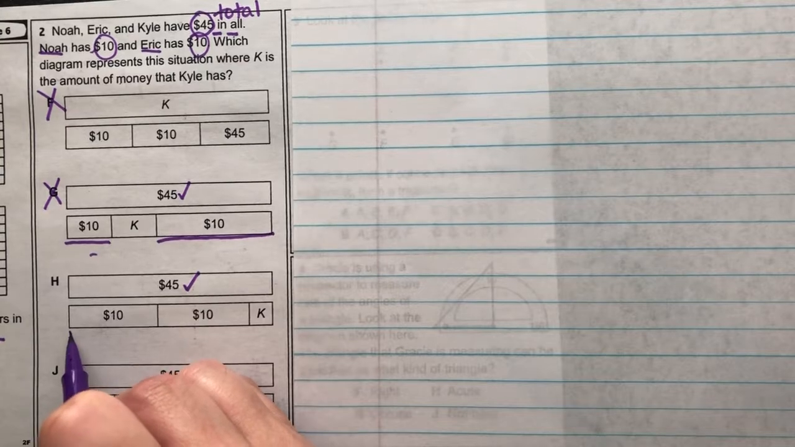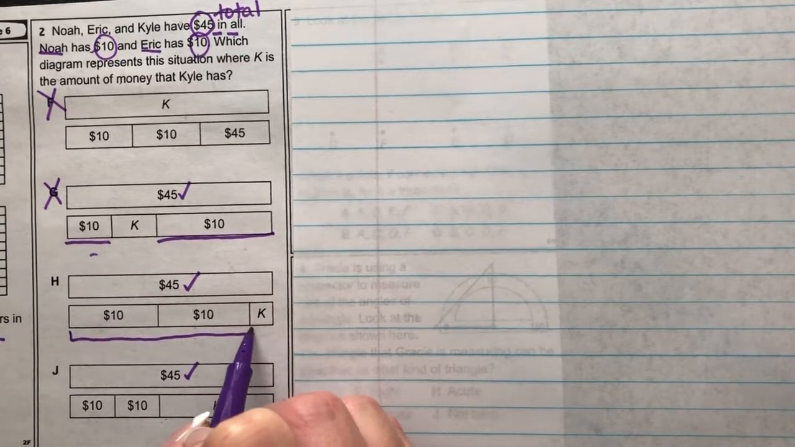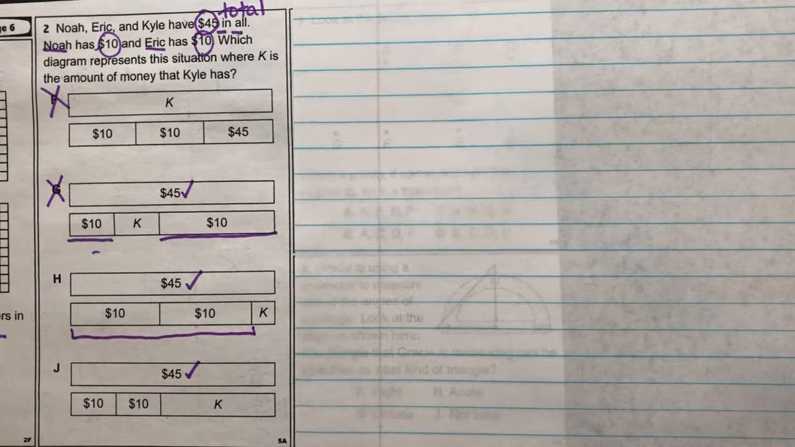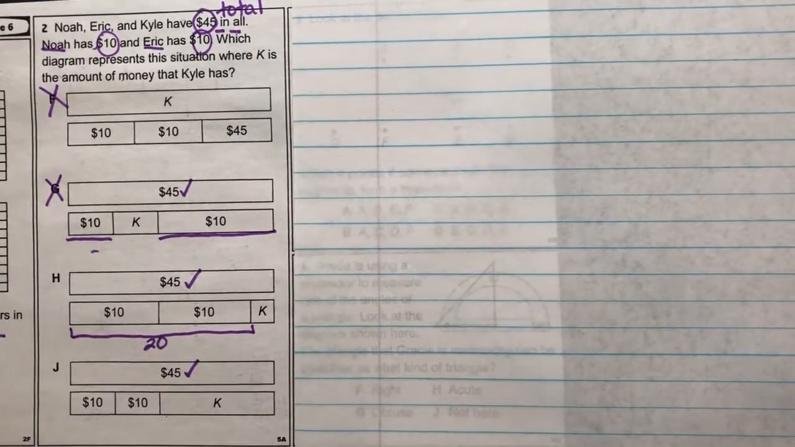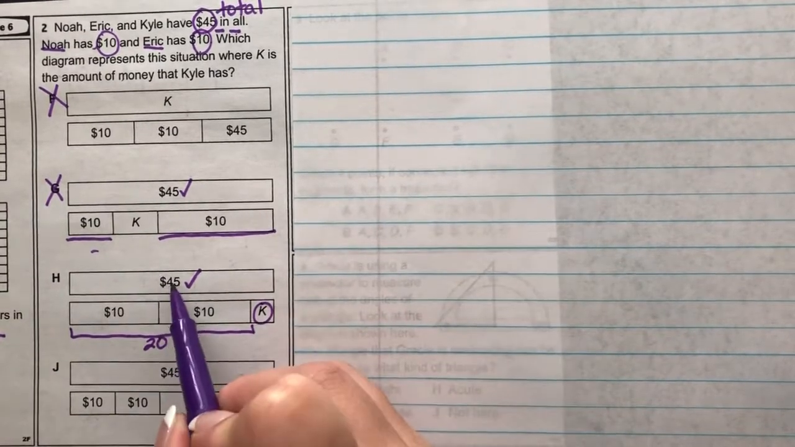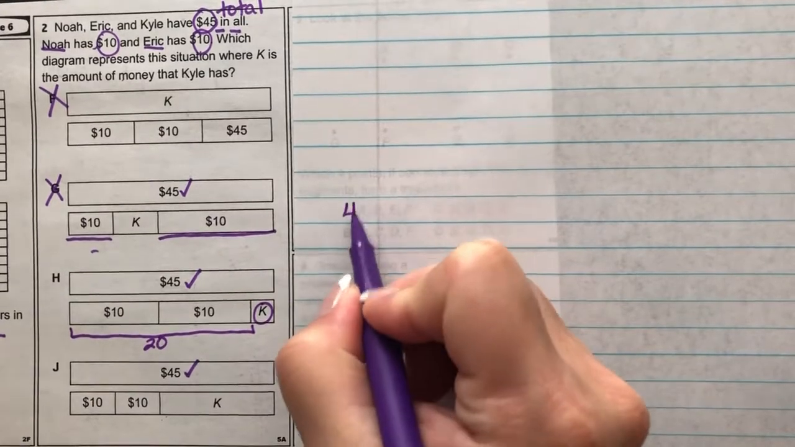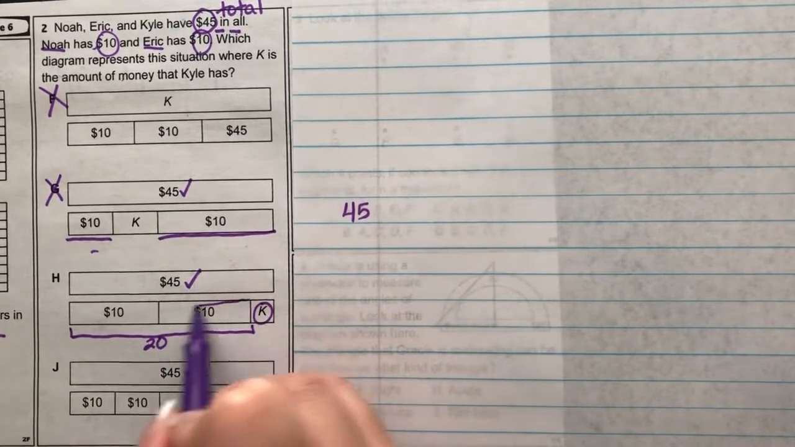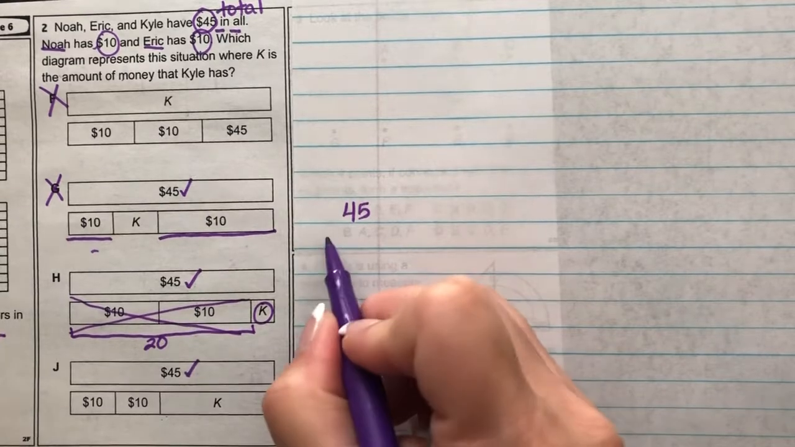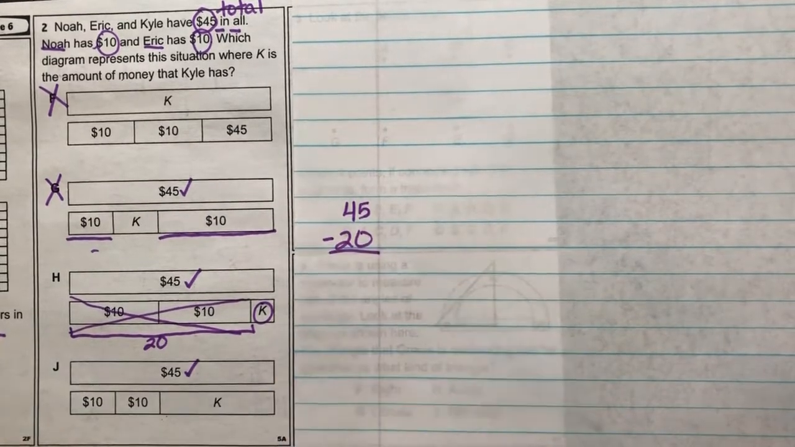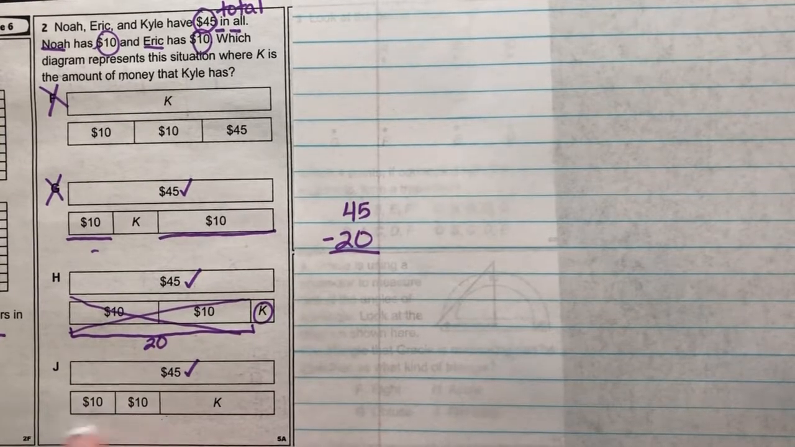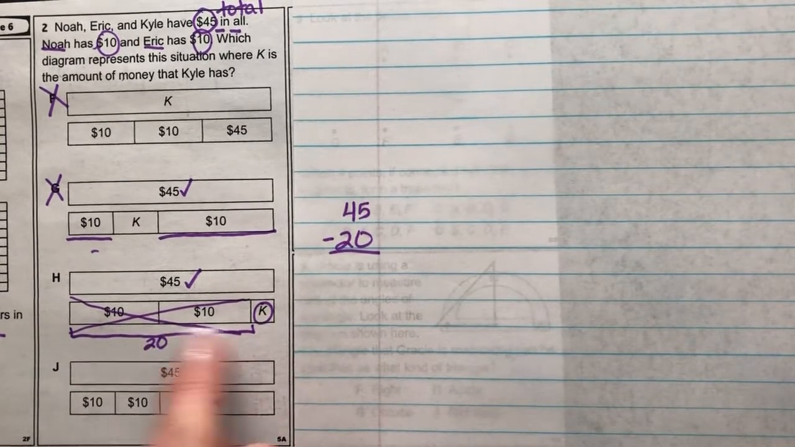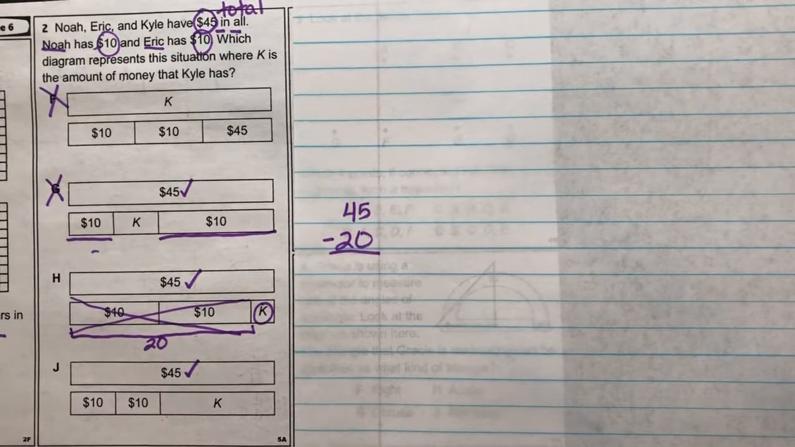What I'm going to do from here is take those two $10 pieces and combine them. We know that 10 plus 10 equals 20. So now to figure out what K is, I'm going to subtract 45 minus 20. We're going to take these pieces out. Whatever is left over has to be the value of K. And this is going to help us figure out which size pieces we need, whether we need these larger 10 size pieces or the smaller 10 size pieces.